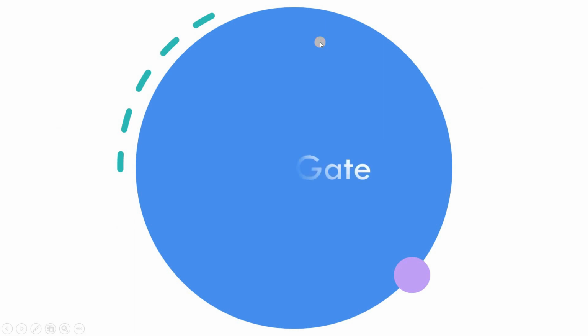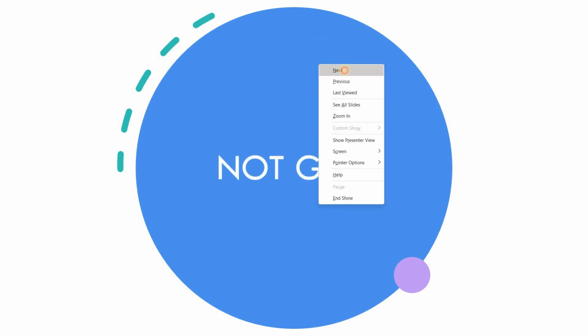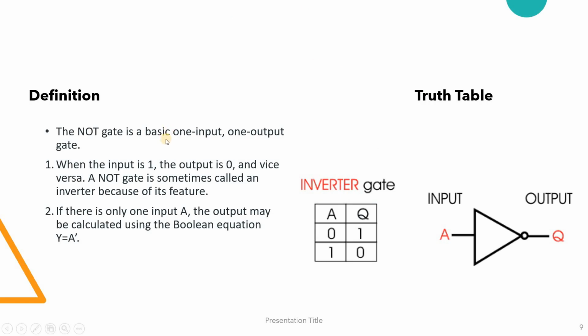Let me go to another gate, that is the NOT gate. The NOT gate means the negative. When we input a value, we get the result in the opposite way. When using the NOT gate, we need to pass only one input. In the previous gates, AND and OR, we can pass multiple inputs, but through the NOT gate we should pass one input. So if we pass 0, we get 1. If we pass 1, we get 0.